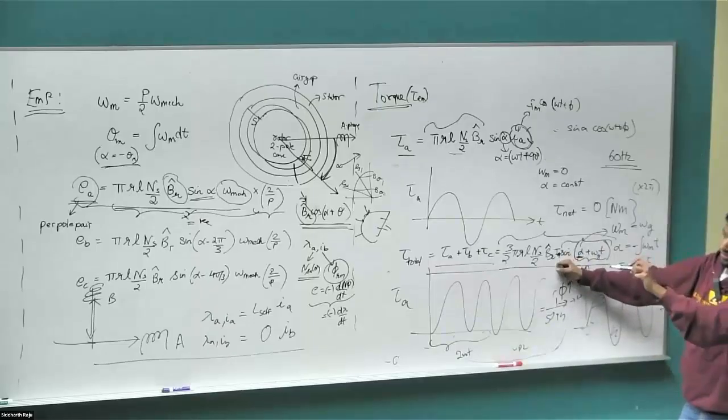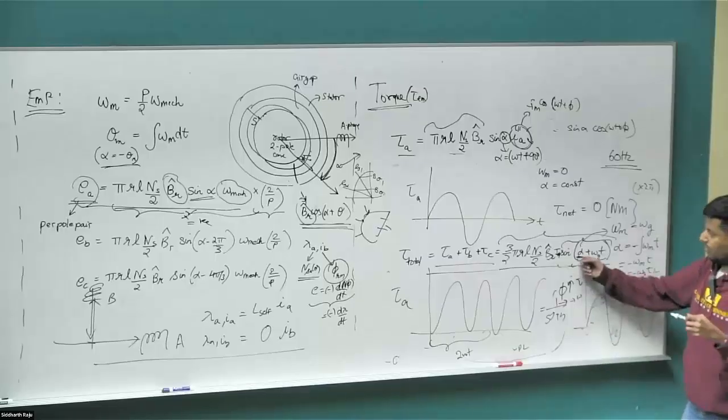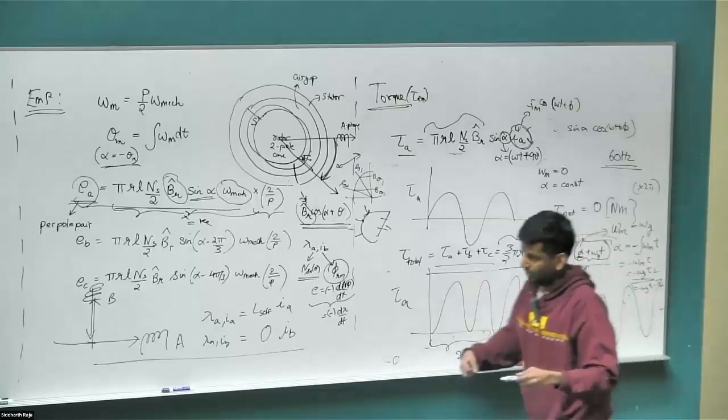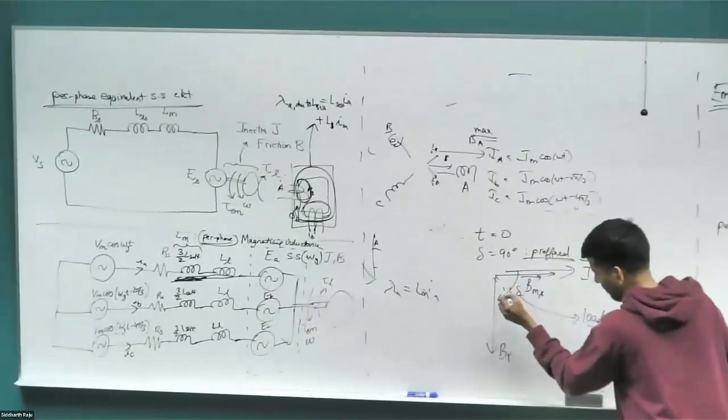If the angle is anything other than 90 degrees, let's say the angle is 30 degrees or 60 degrees, then this value would give you a contributing factor of 1 by 2. My current has to be double. So compared to this case, this is my preferred case, but let's say my rotor angle was here.